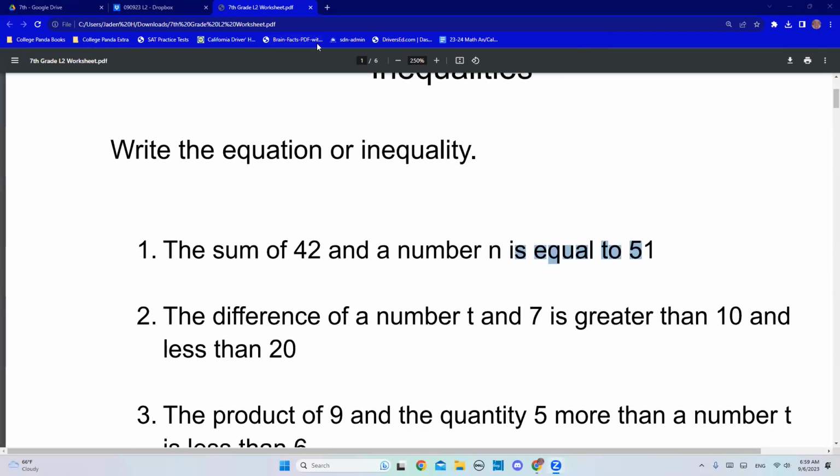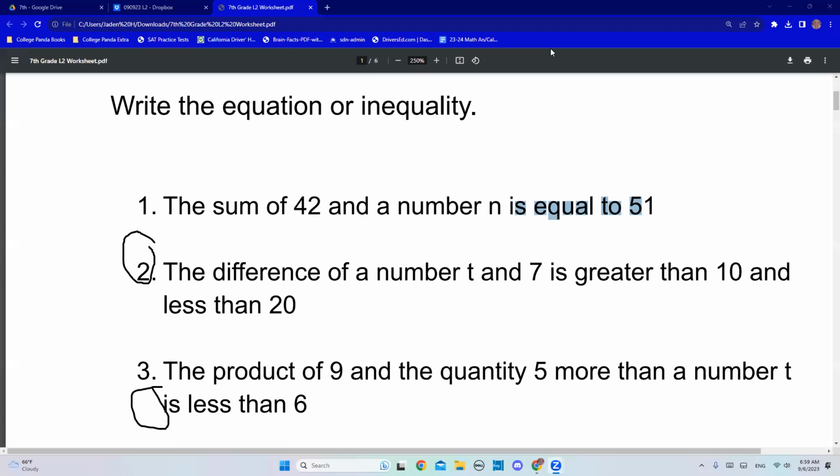So the first set of problems requires you to write the equation or inequality. So let's try out number 1 and 3. The first question states, the sum of 42 and a number is equal to 51. When you read sum here, you should automatically know that sum means addition. So it just says 42 plus n is equal to 51.